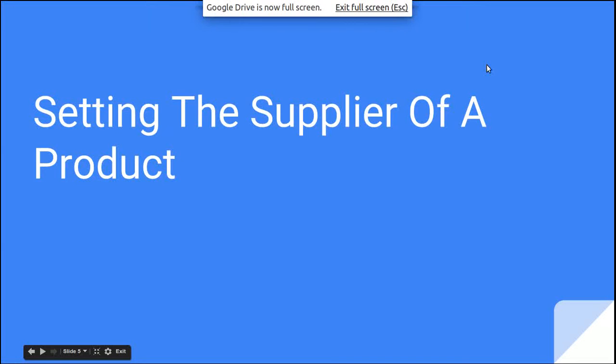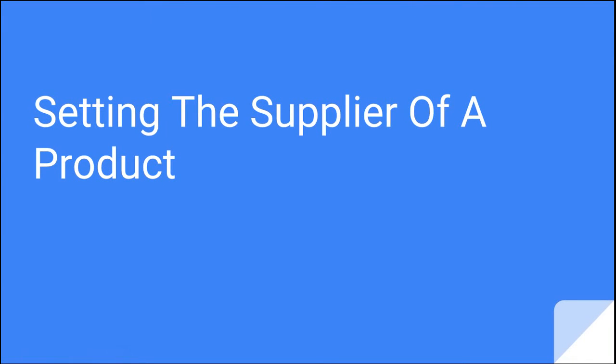This is a quick video showing how to set the supplier of a product using Odoo. What we'll do first is look at the supplier to make sure that they are set up correctly as a supplier, and then we will go to a particular product and assign that supplier to that product.